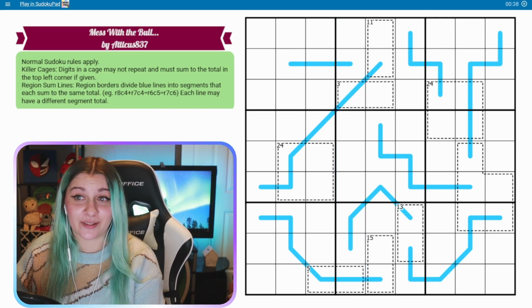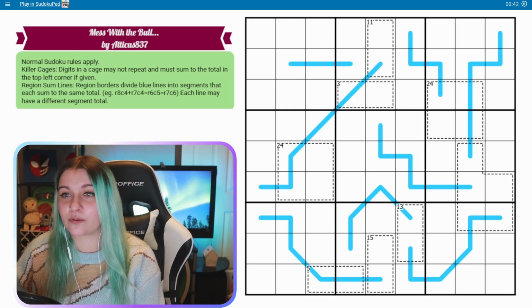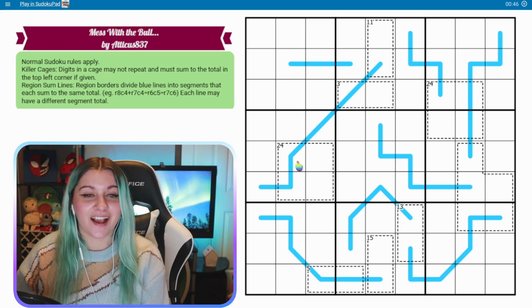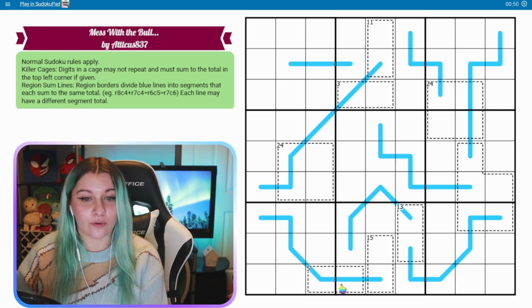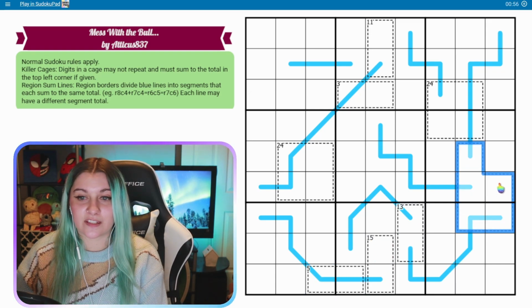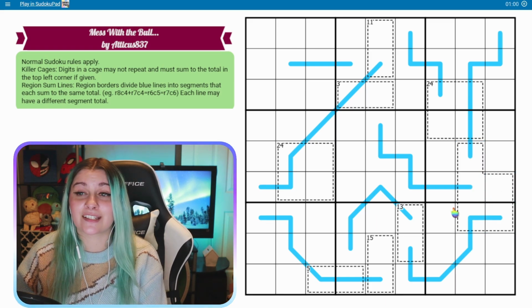We also have killer cages. Digits in a cage may not repeat and must sum to the total in the top left corner if given. So these 4 digits will all be different and they will sum to 24. These 2 cells will sum to 5. These 2 cells will sum to 15, 13. This doesn't have a total, so it just means all 5 of these digits are different, etc., etc.